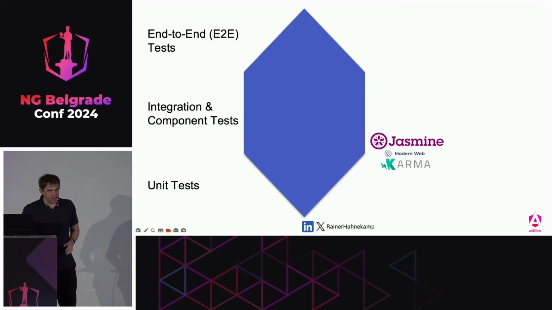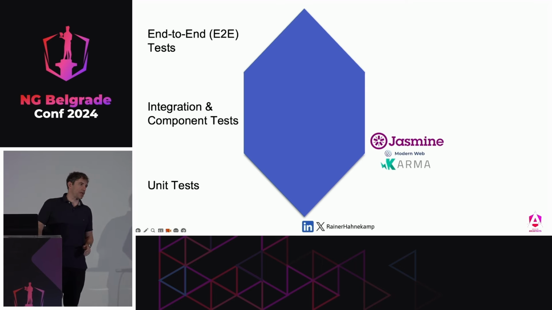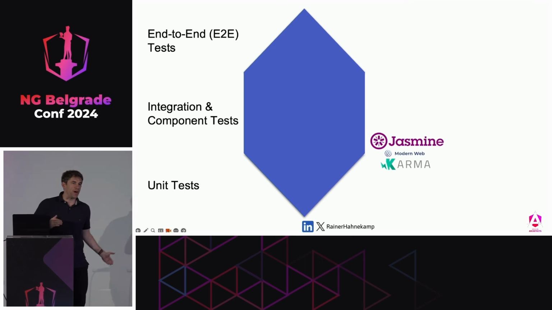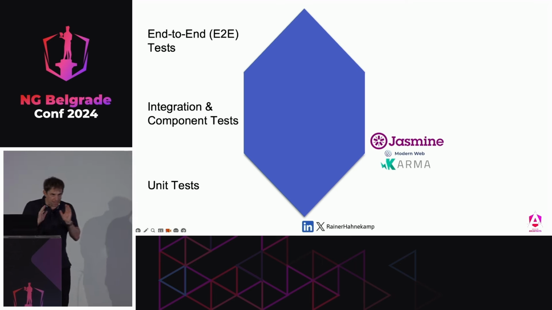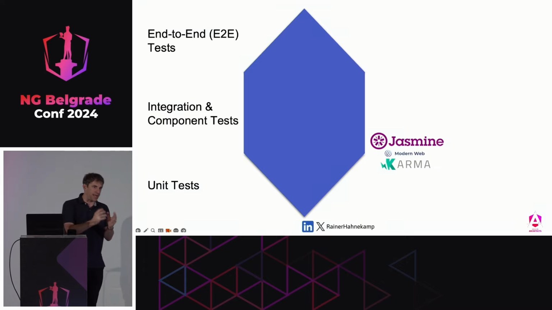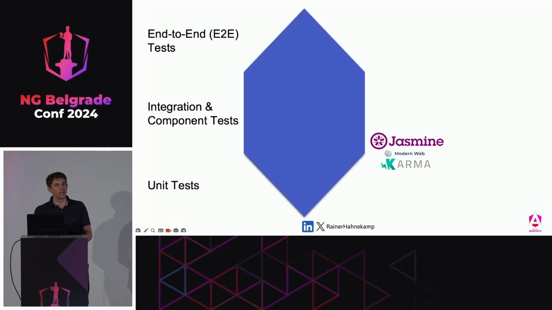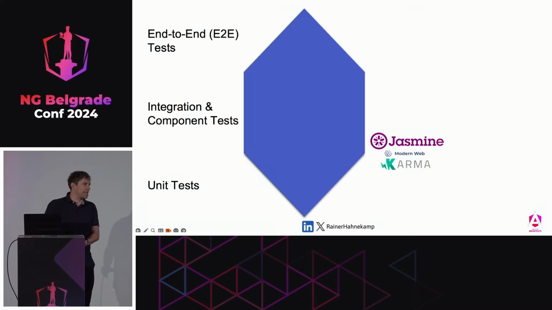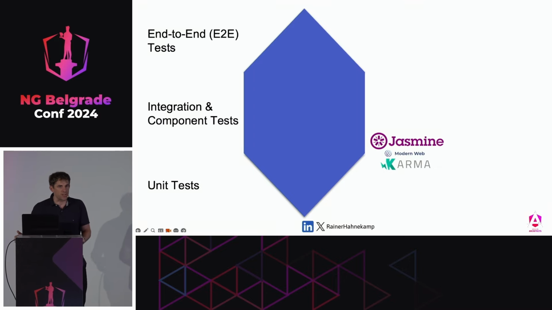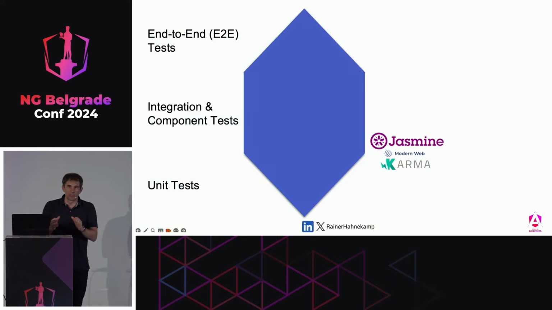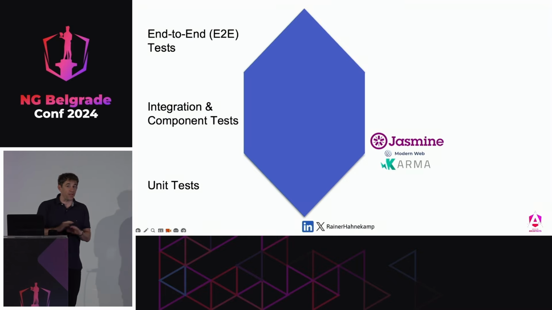Now at the moment, Karma is deprecated, not Jasmine. We very often hear that Jasmine is deprecated, so we need to find a new testing solution. No. It's about Karma. Only the thing that takes our tests and puts them into a browser is deprecated. And Angular is working on a successor, and that's the Web Test Runner. It's a modern version, but it will do the same thing as Karma. It will put your Jasmine tests into the browser. That's it.